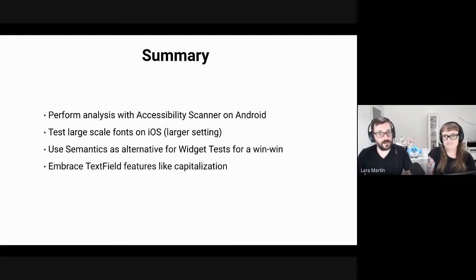Semantics is a great way to make testing easier. So even if you don't want to focus on accessibility in the app, use them to match widgets with your tests. Finally, don't forget to embrace the text field built-in improvements and try to make the life of your users as easy as possible, no matter if they have a disability or not.